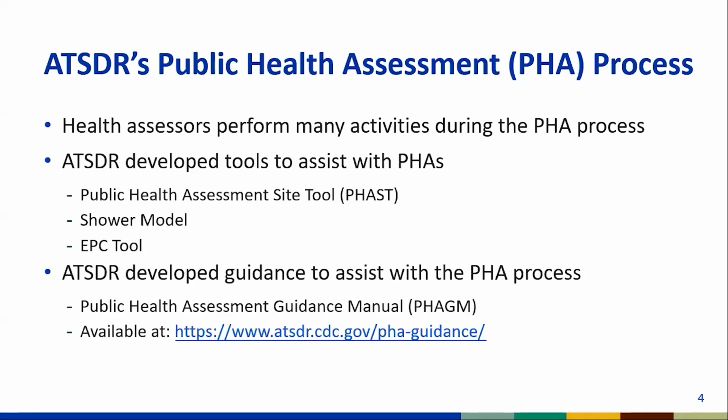ATSDR has also developed guidance to assist with the PHA process. One example is ATSDR's web-based Public Health Assessment Guidance Manual, or PHAGM, which describes methods and resources for evaluating environmental exposures. PHAGM is available at https://www.atsdr.cdc.gov/PHA-guidance/.